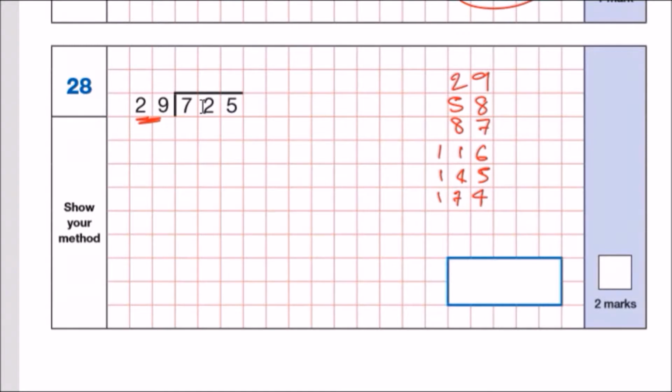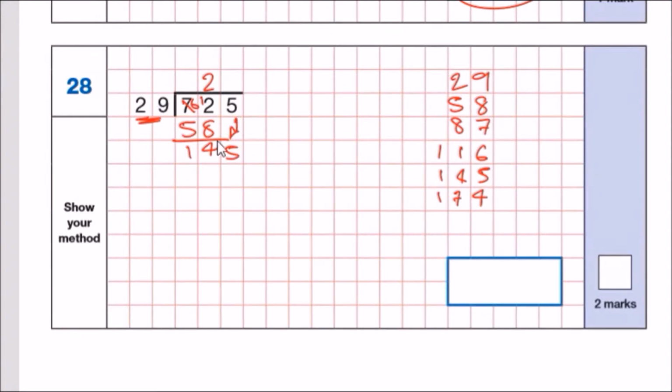Now, how many 29 is going to 72? Well, we can see that the highest maximum value is 58. So we can put 58 underneath. And this goes, of course, twice. So subtract these. You can't do 2 take away 8, but you can borrow from the 7. It becomes a 6. So you got 12 take away 8, which is 4. 6 take away 5 is 1. And then you just drop the 5 down.